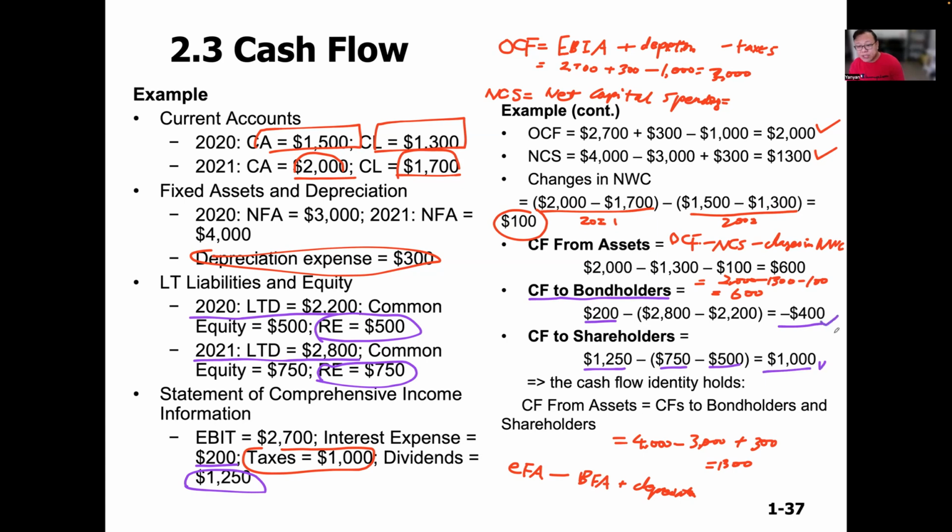Now let's put them to a test. Okay, so cash flow to bondholders is negative 400. Cash flow to shareholders is 1,000. Together, that's 600. That is the cash flow from asset.